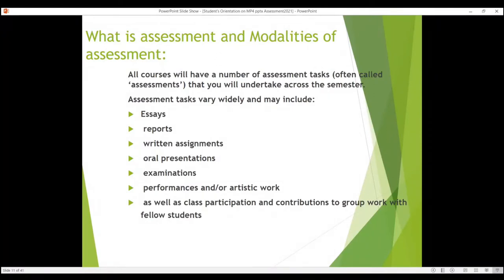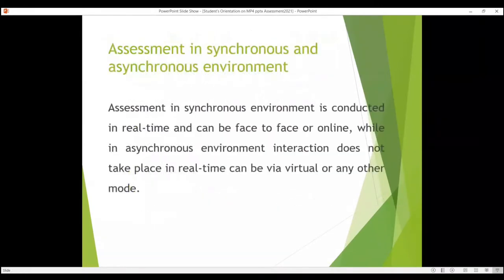But the assessment task may be different for different courses. It may be essay type questions, it may be reports, it may be an assignment or oral presentation, or any MCQ exam or any lab, anything. It can be anything that you do. So that is what we call assessment.